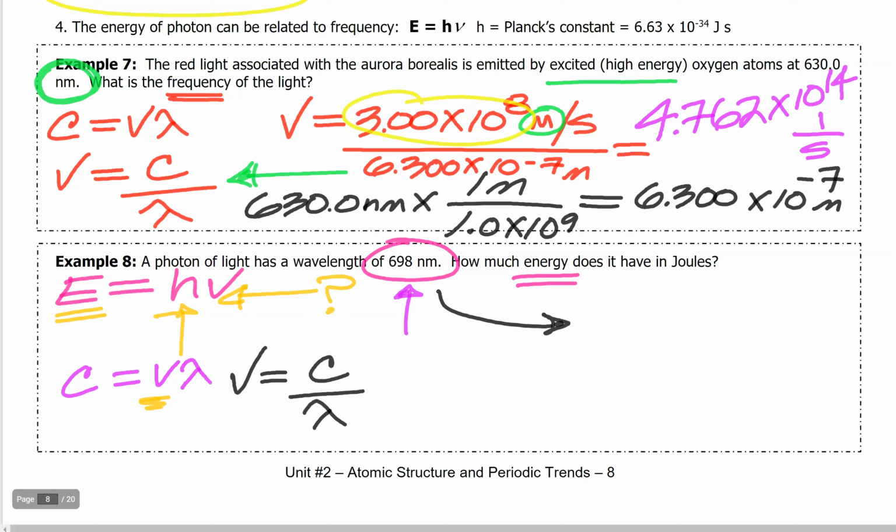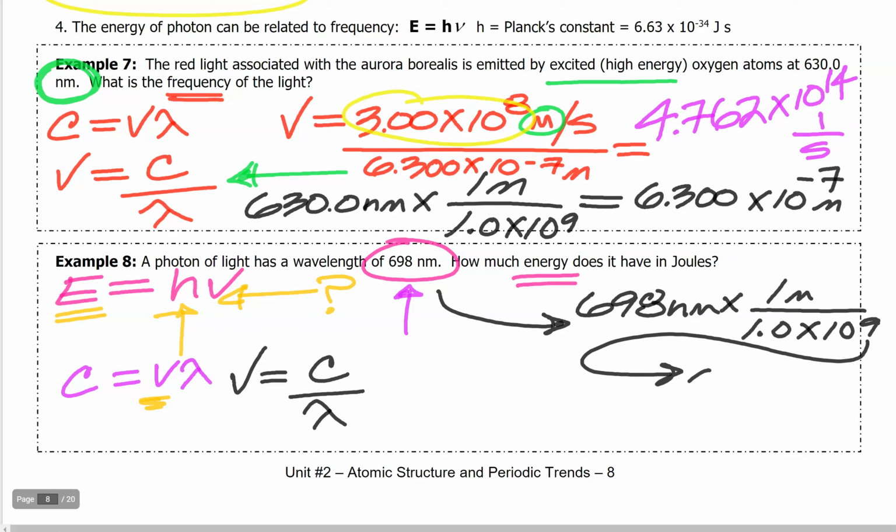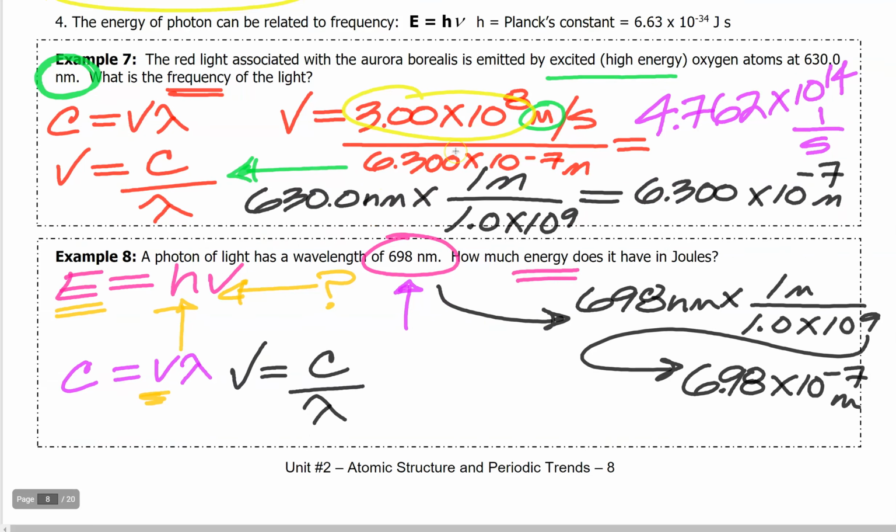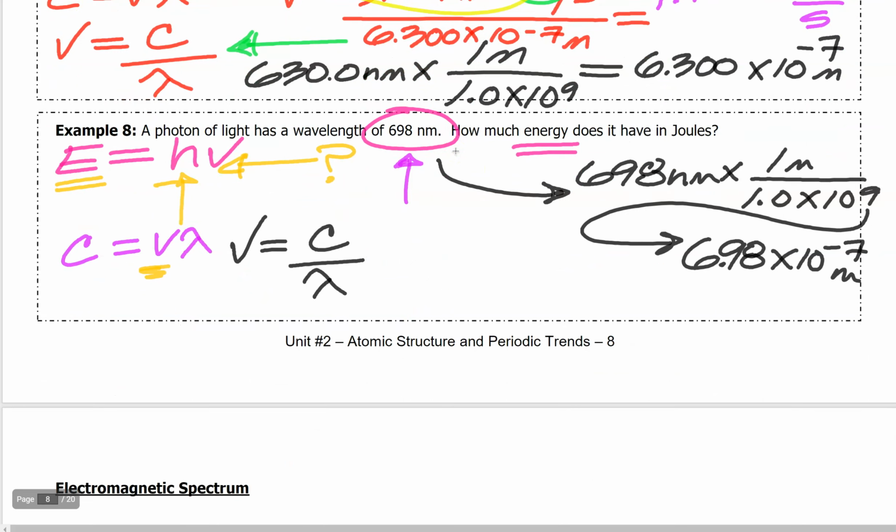And so our 698 nanometers, we need to get those into regular old meters, and we're going to do it the same way we did in the problem above, and it's going to give us a very similar answer because we're going to get that 6.98. Let me draw an arrow here. That's going to get us the 6.98 times 10 to the negative 7th meters. So now that'll play nicely in our formula. So let's go ahead and plug that in.